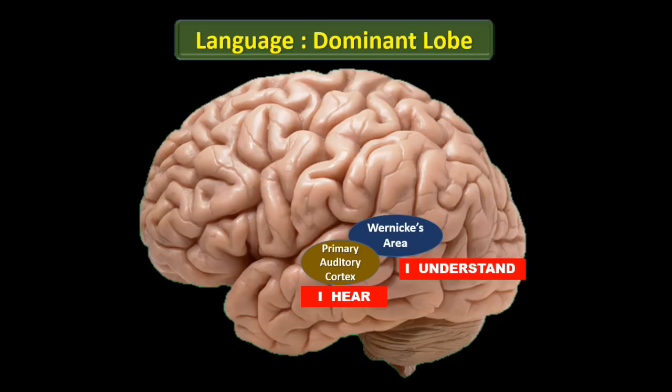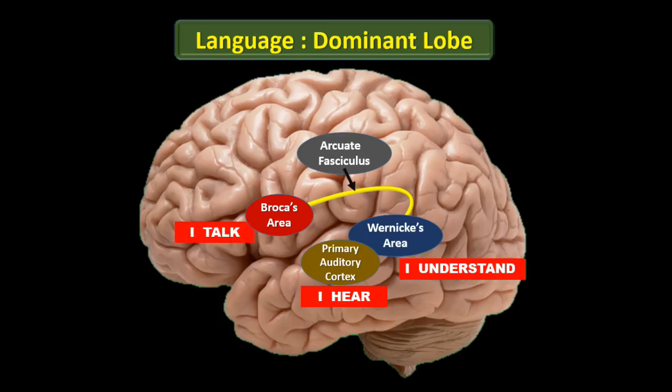The primary auditory cortex and the Wernicke's area are connected by a tract underneath the parietal and frontal lobes. This is called the arcuate fasciculus. It connects to Broca's area, and Broca's area is the one responsible for talking. So I talk, that's Broca's area. I hear, primary auditory cortex. I understand, that's Wernicke's area. I repeat, that goes through the arcuate fasciculus.